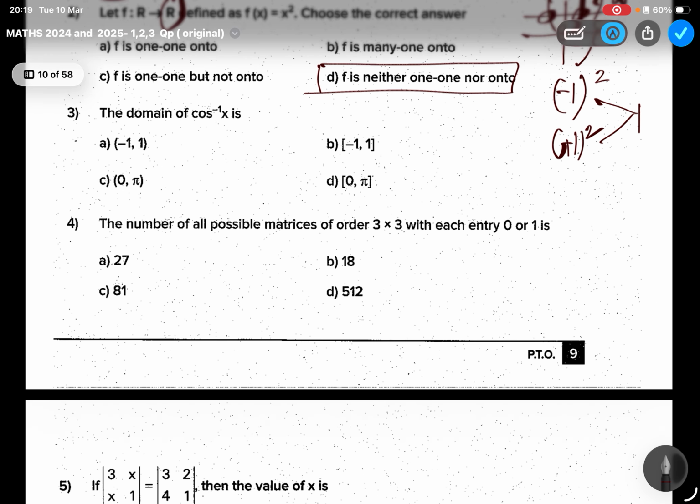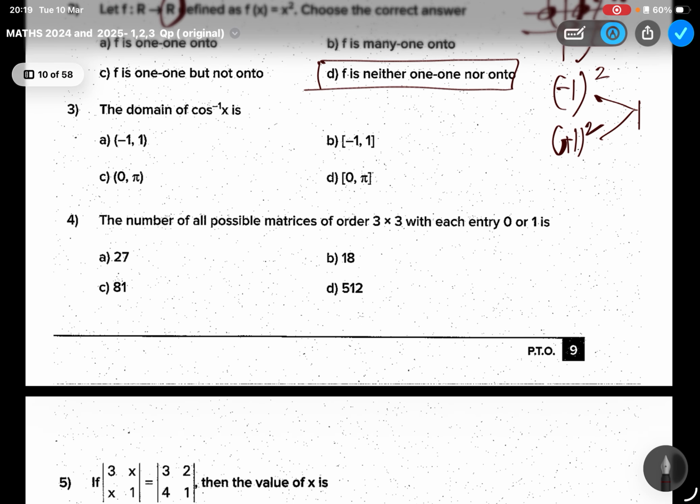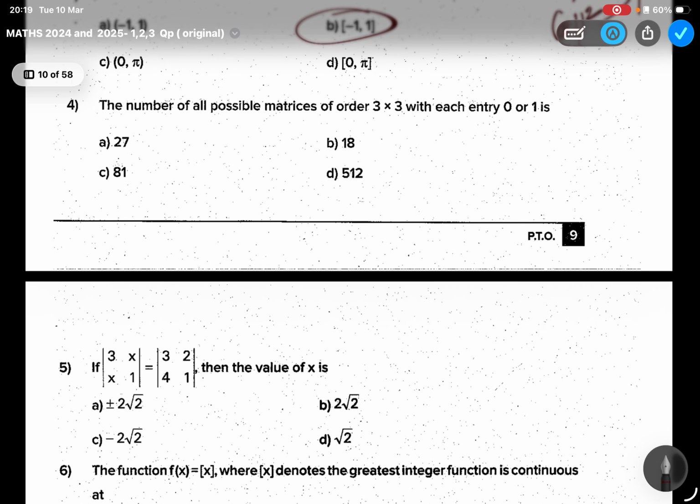The domain of cos inverse x, you know already, the domain of cos inverse x is minus 1 to 1, direct answer.